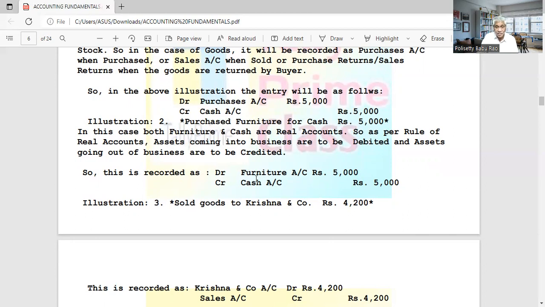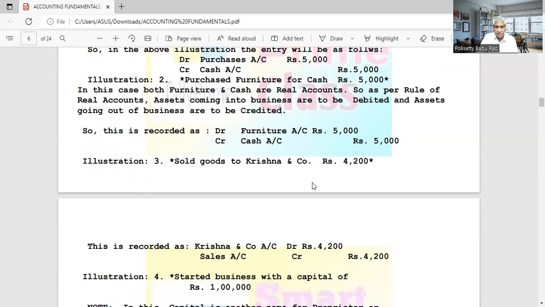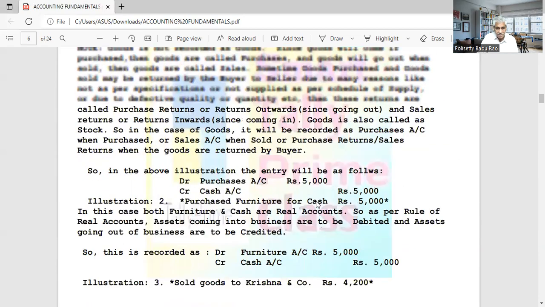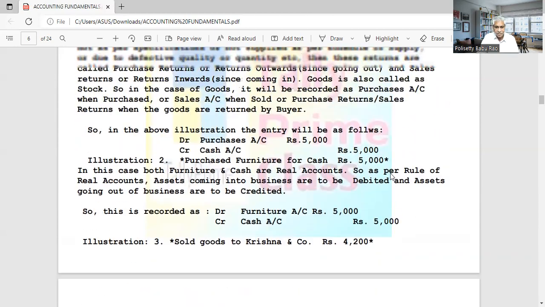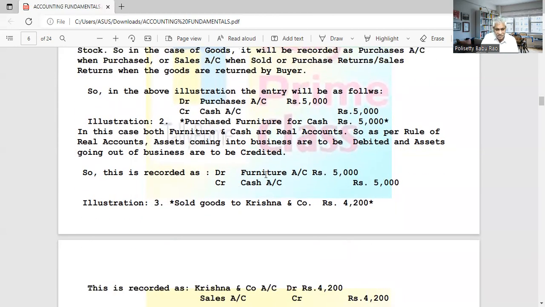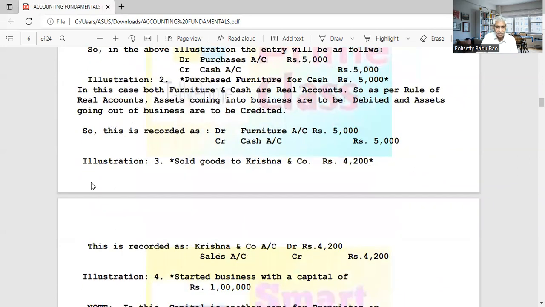Remember, goods means I will take up another class on all the terminology used in accounting. The same terminology will be used in Tally also. I will take up one full video for accounting terminology, all the different terms used in accounting. Now understand this: furniture account is debited and cash account is credited. Next.